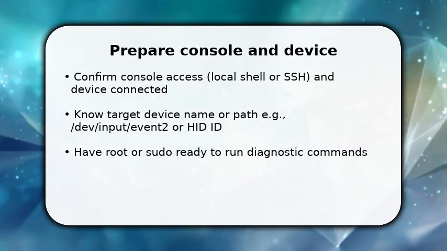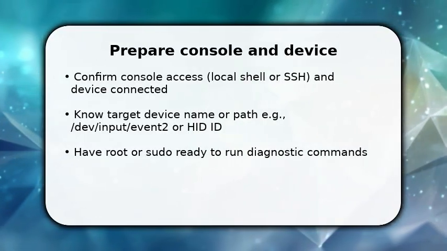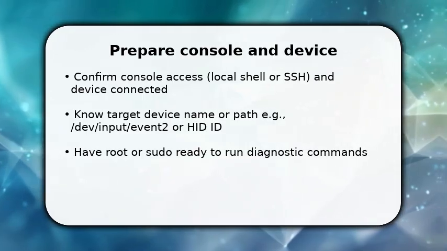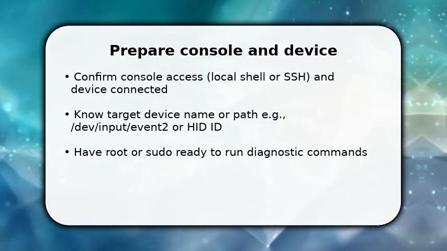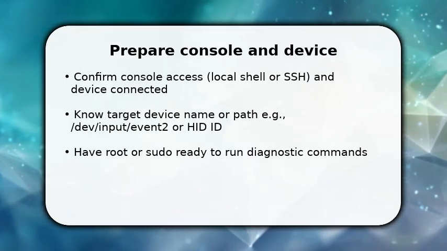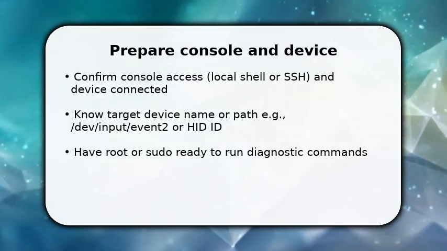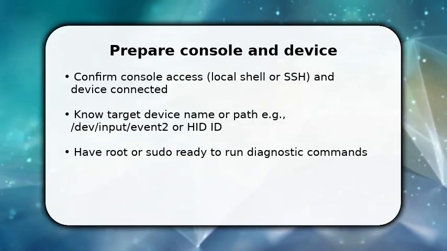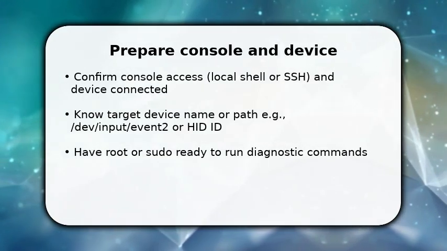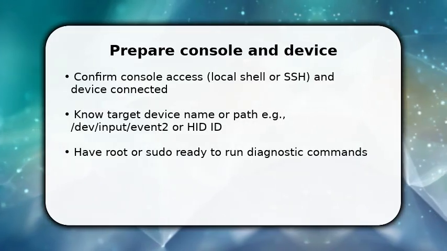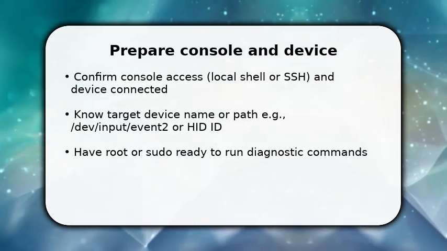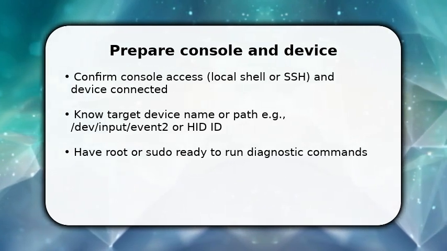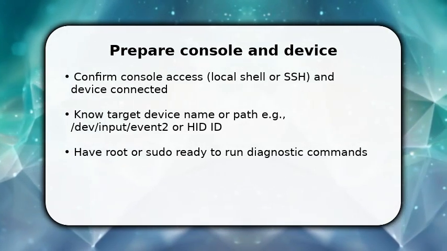You start by opening the console where you have permission to query input devices. Once done, identify the device file or HID identifier you will inspect. This saves time and avoids guessing. Use sudo if needed so commands return full details. While you prepare, make sure the device is physically connected and recognized by the kernel. This prevents wasted steps. Now run the initial listing command to locate the device node before measuring DPI values.